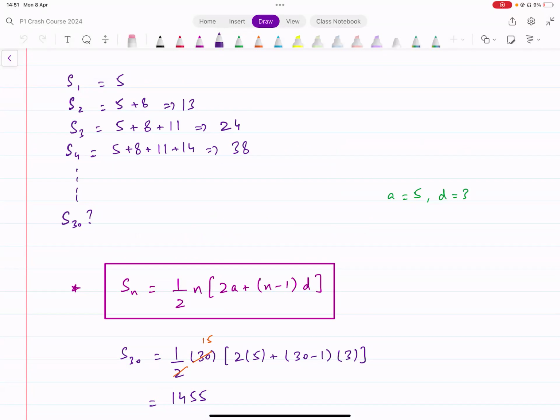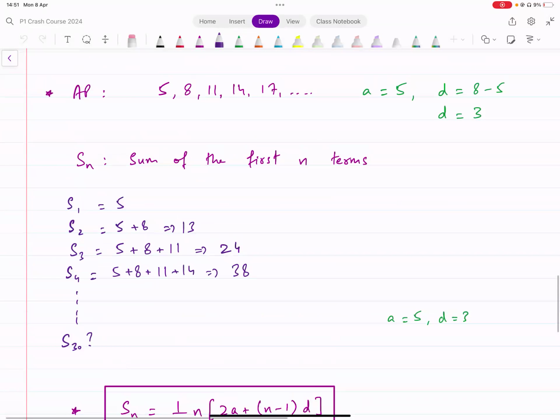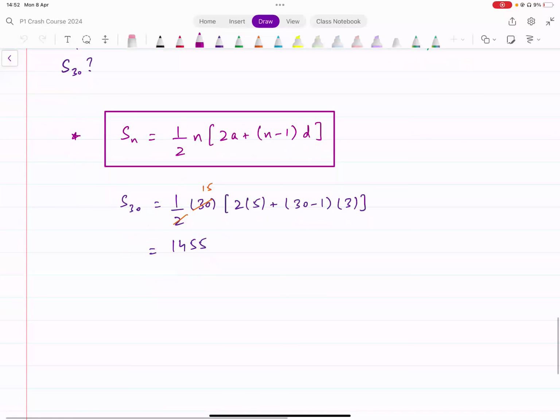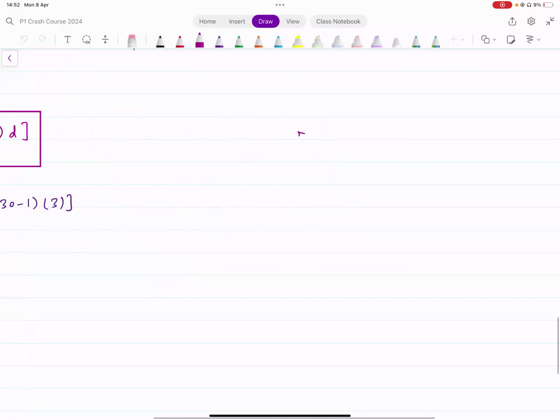Now this is one formula that we can use for sum of the first n terms. We actually have another formula as well, and that's also given in the formula sheet, and that looks like this. So there's another formula that says Sn equals half into n into a plus L. This is another formula that's given in the formula sheet.